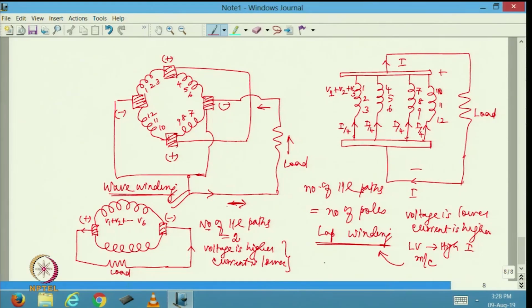We will look at the working of the generator and the working of the motor in the next class. We will take up the generator first, then we will go into the motor. Okay?